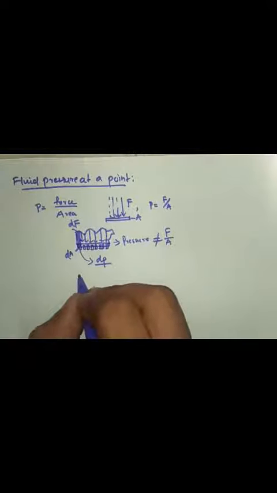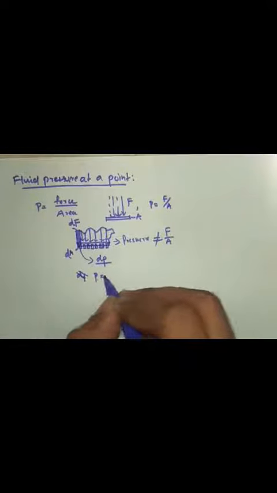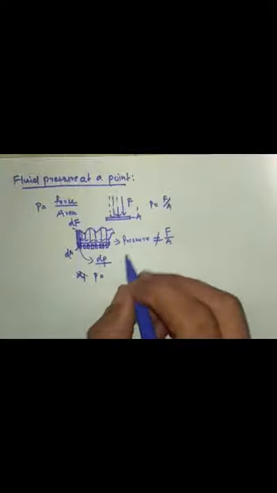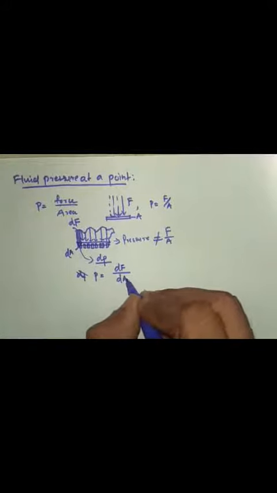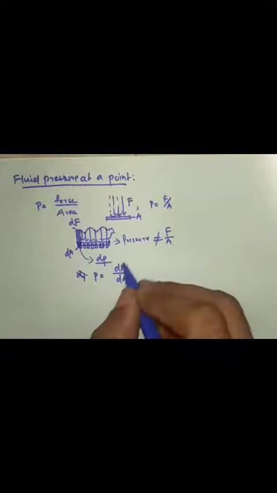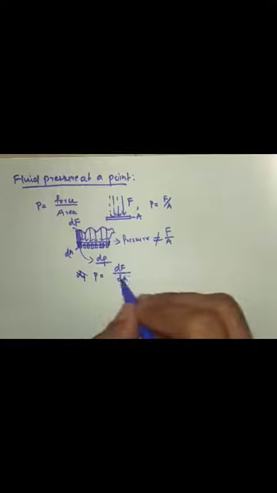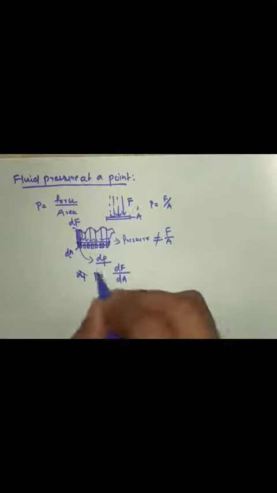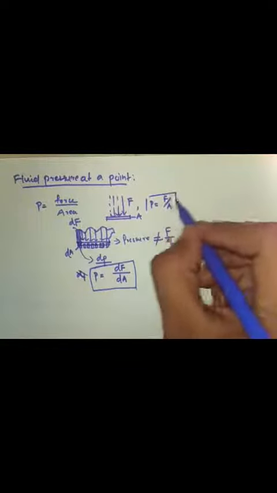So dP, or the pressure, is equal to the small force divided by the small area, in case of varying area and varying force. Even if only one is varying, you have to take this dF by dA. So this is the basic concept of pressure.